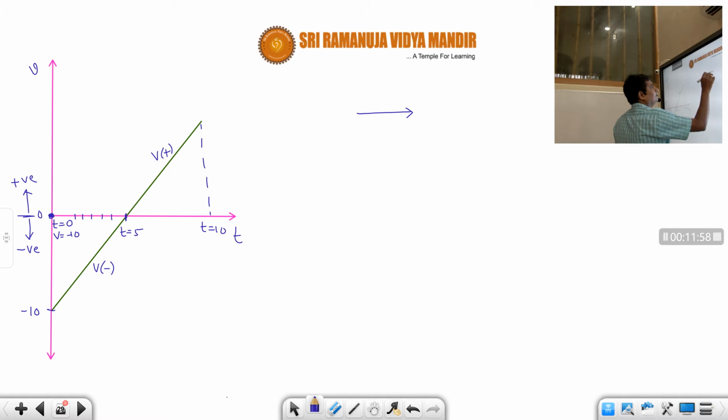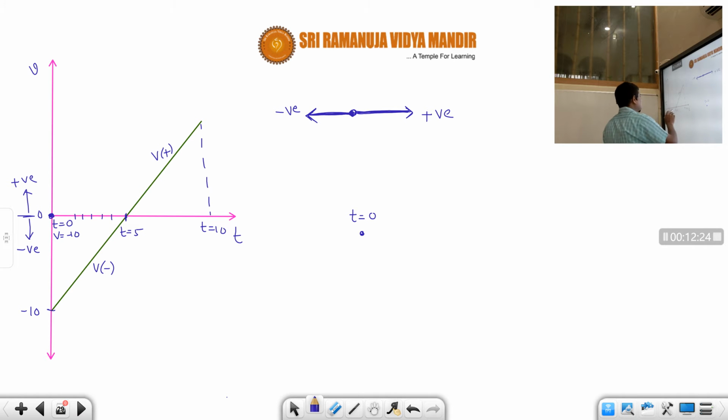How will you tell, students? When it is going right side, we take velocity as positive, and when it is going towards left side, we say velocity is negative. Correct or not, students? When the body is going towards right side, we call it velocity positive, and when the body is going towards left side, we call it velocity negative. So initially from t equal to 0, suppose this is time t equal to 0, the velocity is how much, students? v equal to some 10 meters per second.